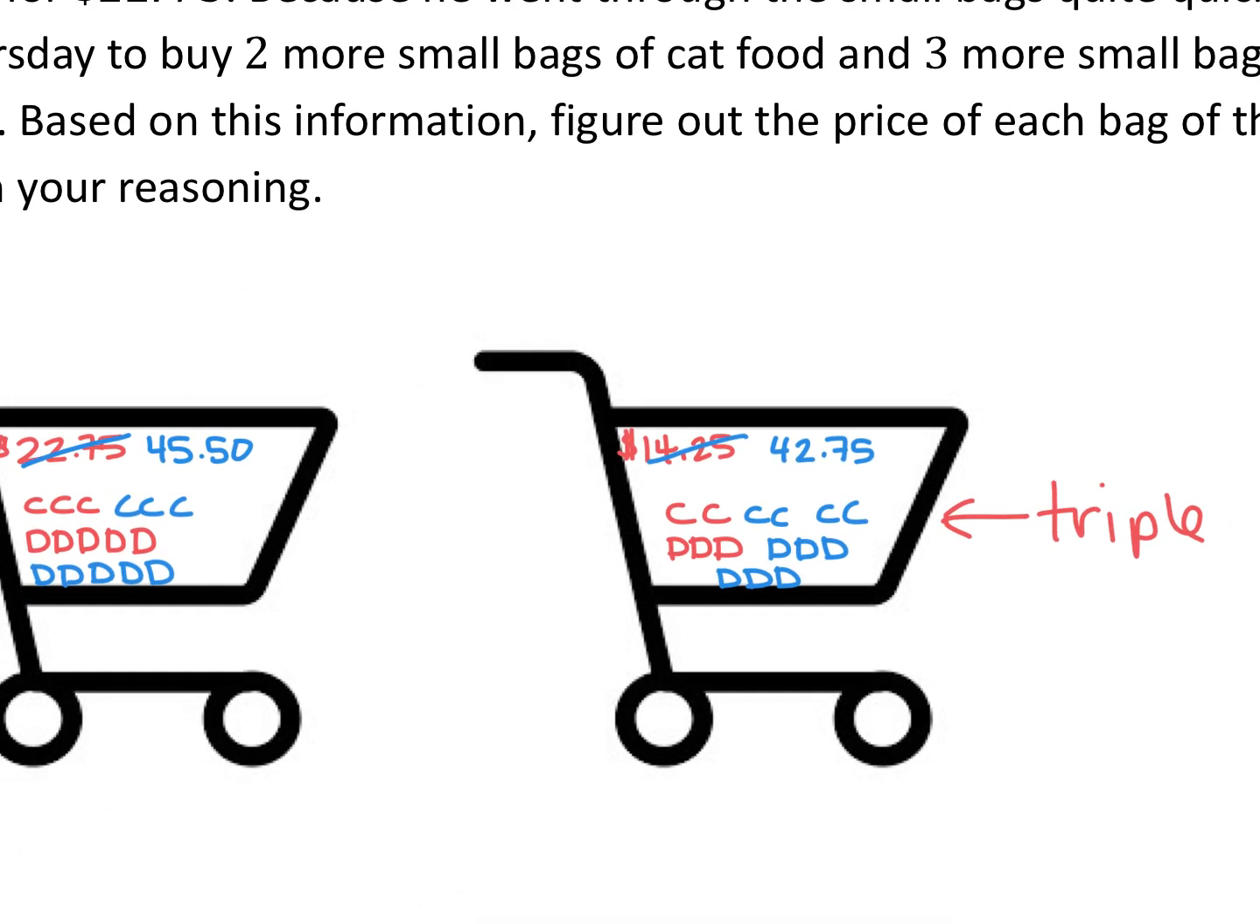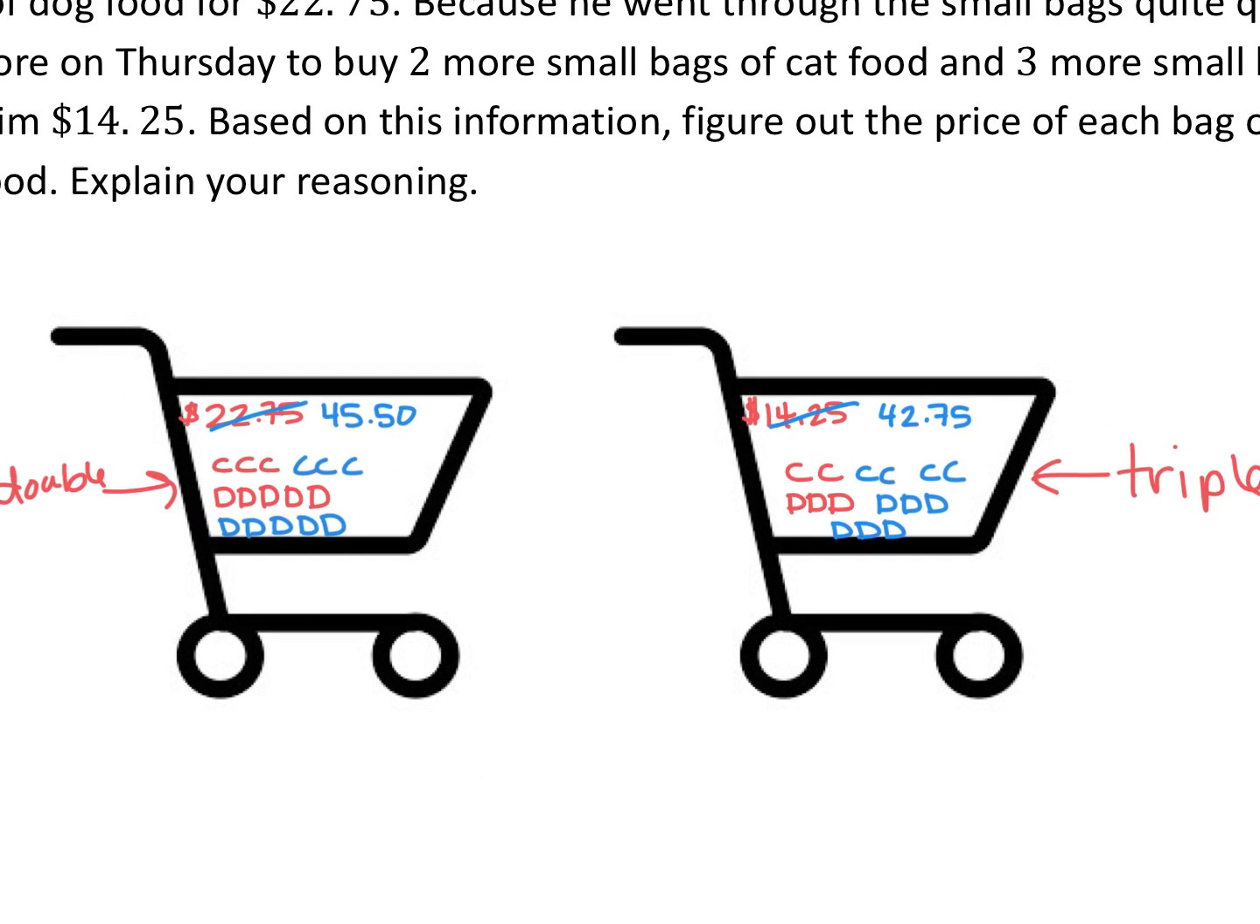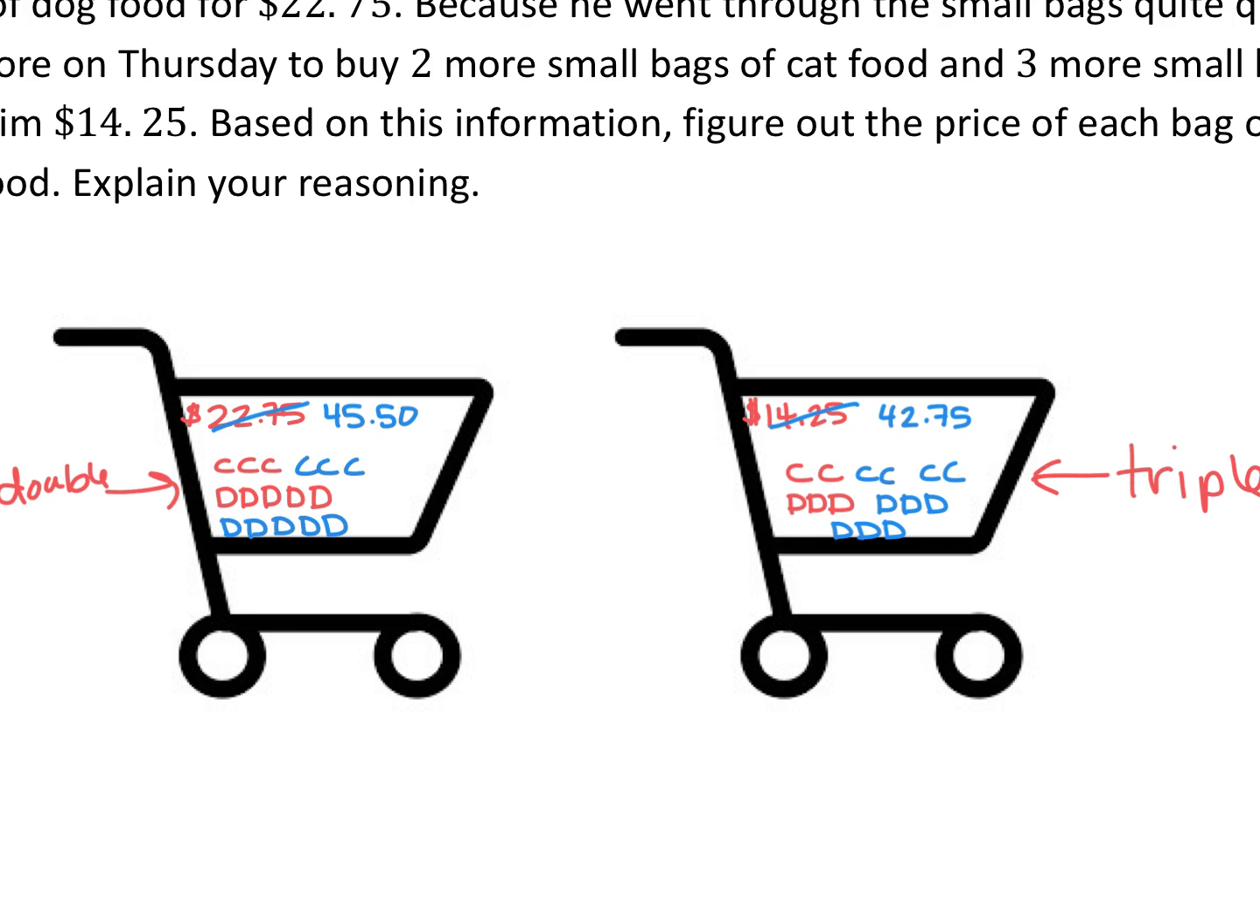All right, so now can we compare them? Do you see that? They have the same amount of cat food, but over here on the left, it looks like they've got 1 extra dog food, right? It's got 10, where on the right it's got 9. So this is fabulous. If I just have 1 extra dog food, then the difference in the prices is going to be that 1 dog food.